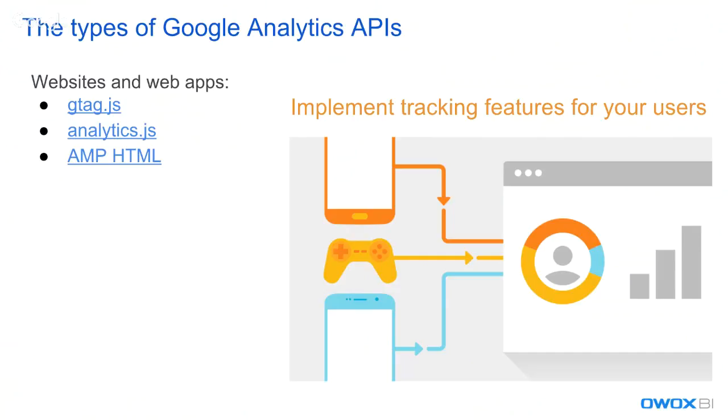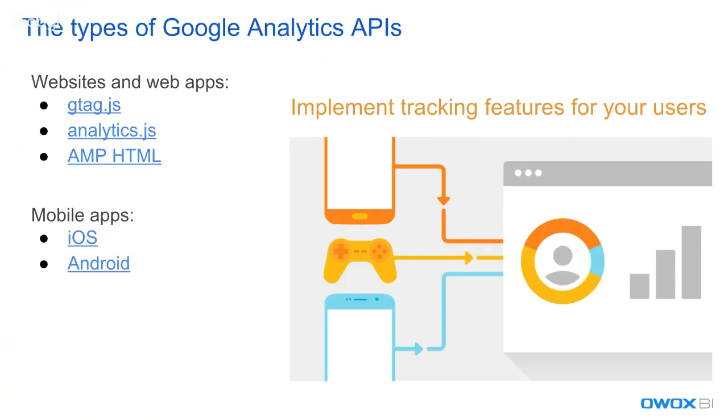And the AMP API is also a recent update from the Google Analytics team that helps you to track data from the Accelerated Mobile Pages of your site. And then Google Analytics has APIs and libraries for mobile apps, but only for the iOS and Android operating systems.